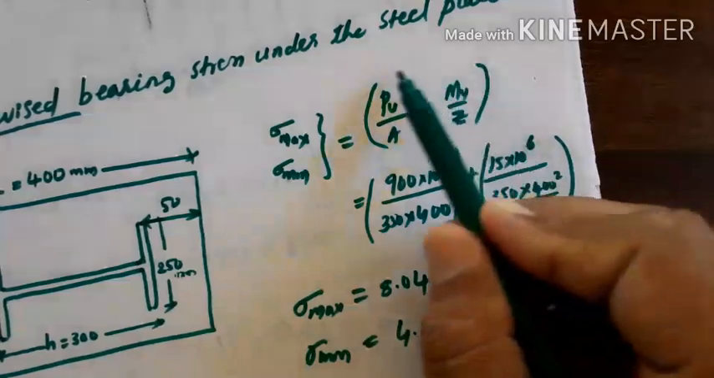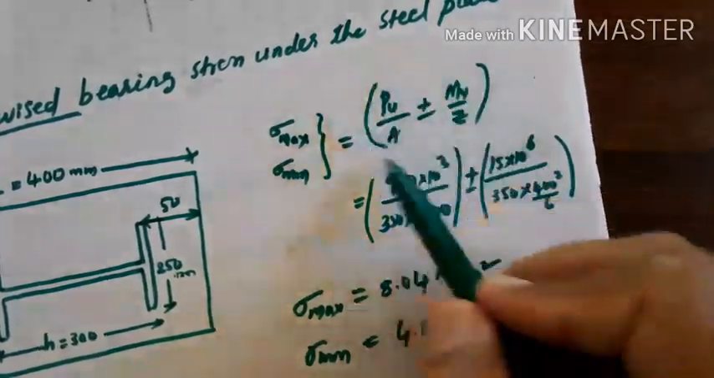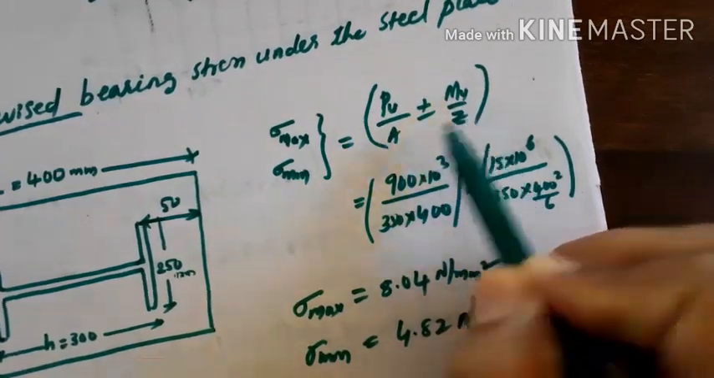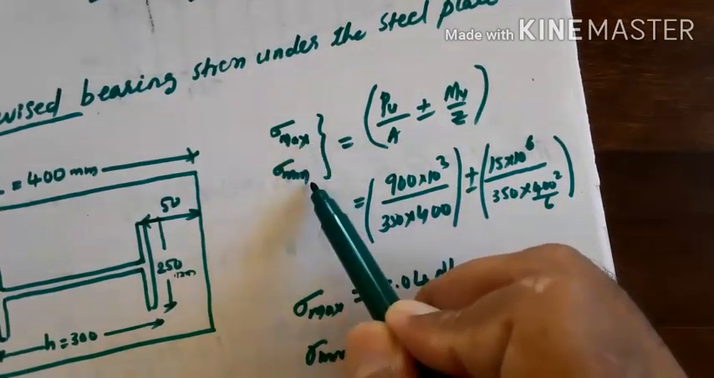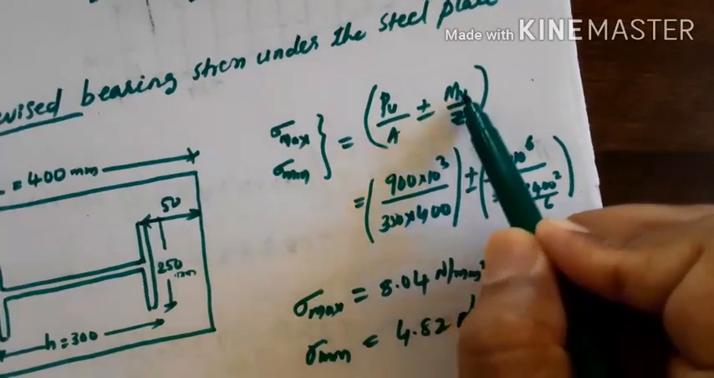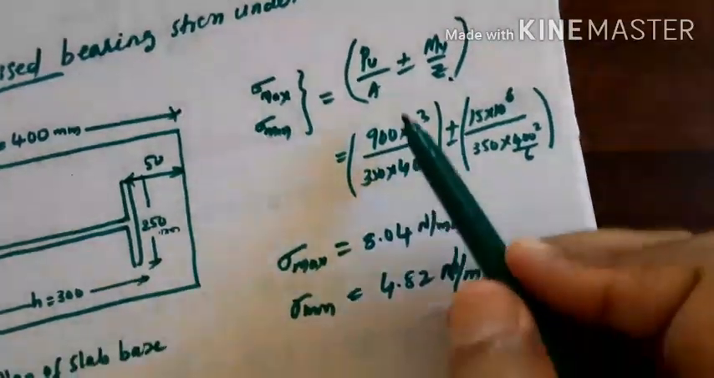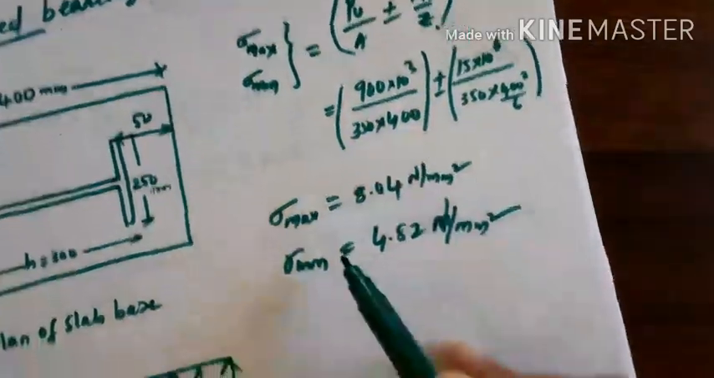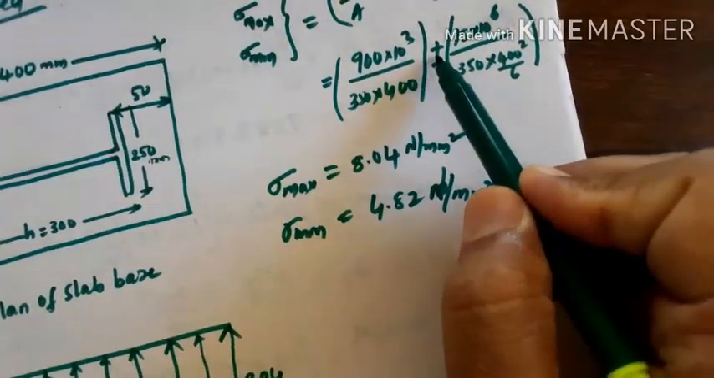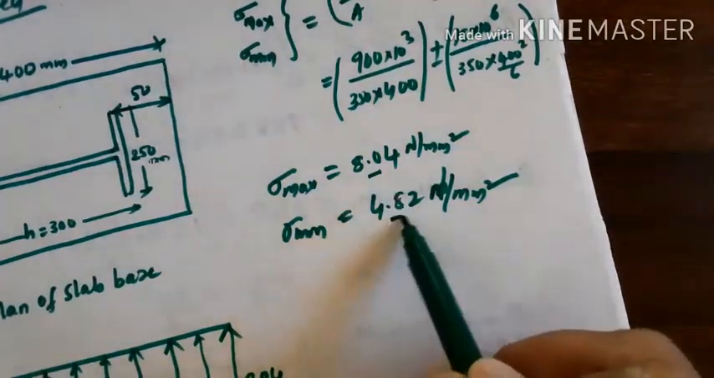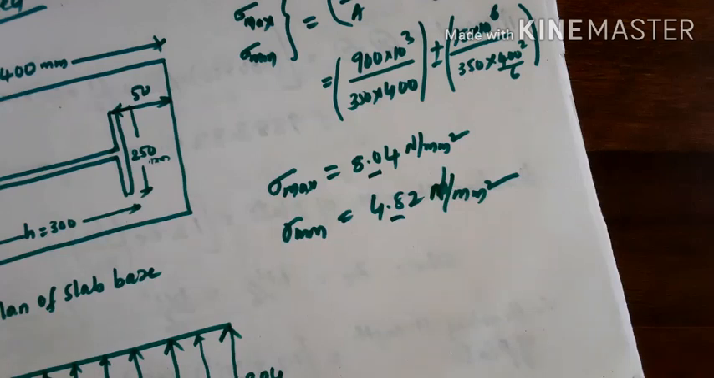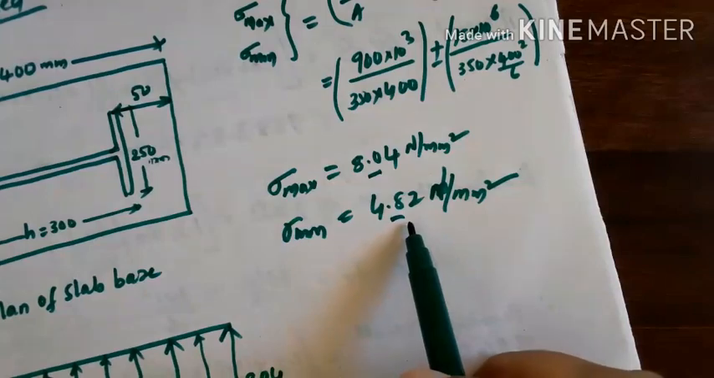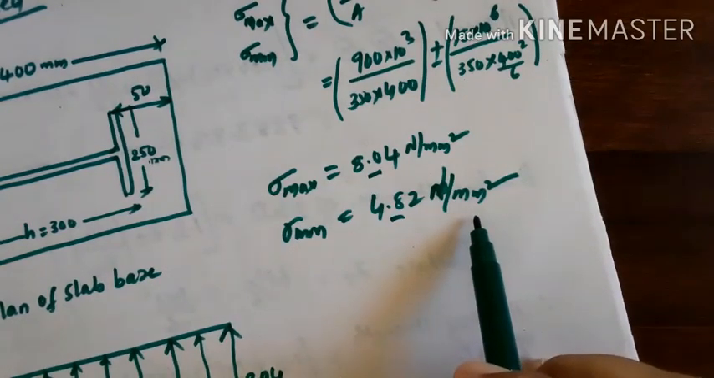So we know this formula. This is for the combined effect of direct stress as well as the bending stress. We get one value as a maximum, other one is a minimum. P by A plus or minus M by Z. So substitute the values of P as well as the M here. When I substitute here, I'll get one value as a maximum by taking the plus, one as a minimum. So these are the stresses acting underneath the column base plate. 8.04 Newton per millimeter square and 4.82 Newton per millimeter square.